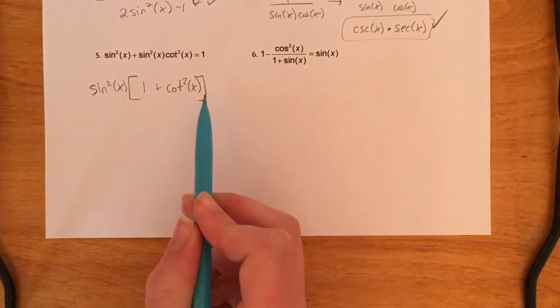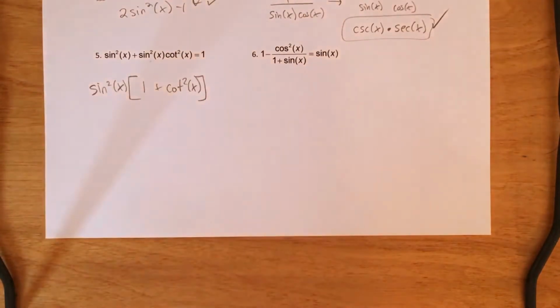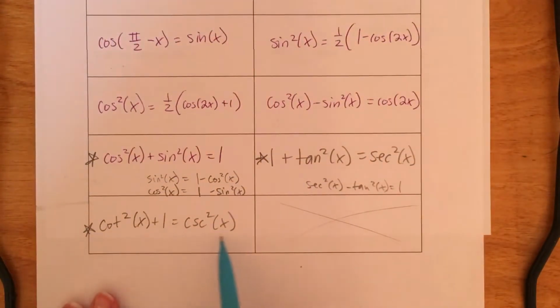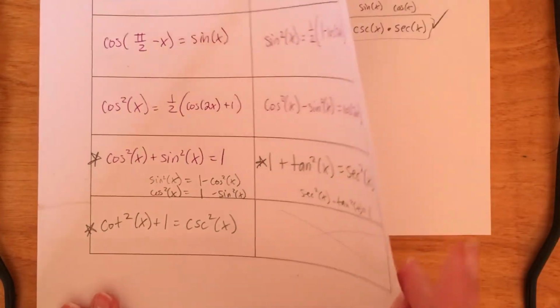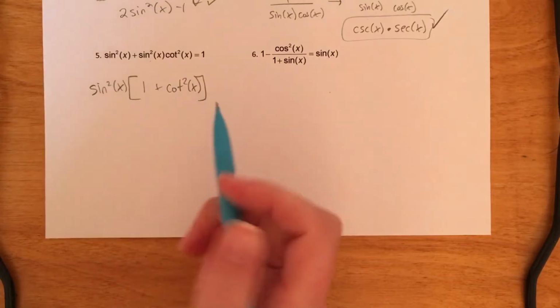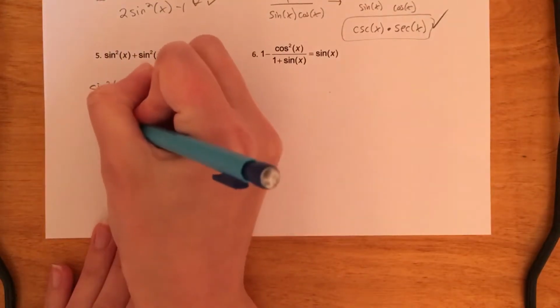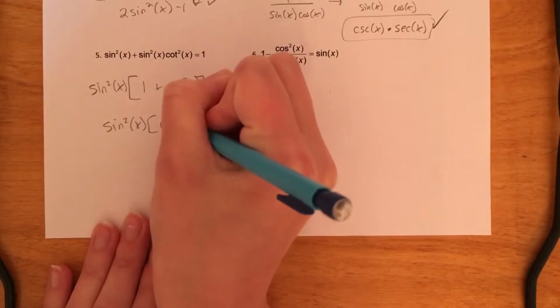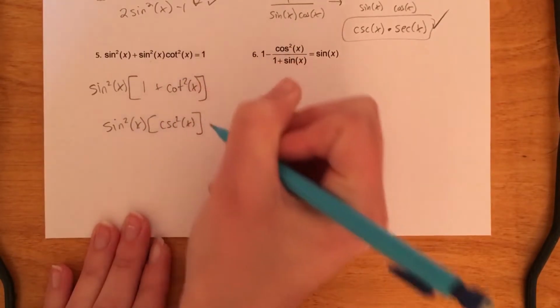Let's see if that's anything from our trig identities that might be helpful. It seems like it is. In this last one right here, cotangent squared plus 1 is cosecant squared. So that is really nice, it works out for us. That part inside, 1 plus cotangent squared, is just now a cosecant squared. I don't really need the brackets anymore.